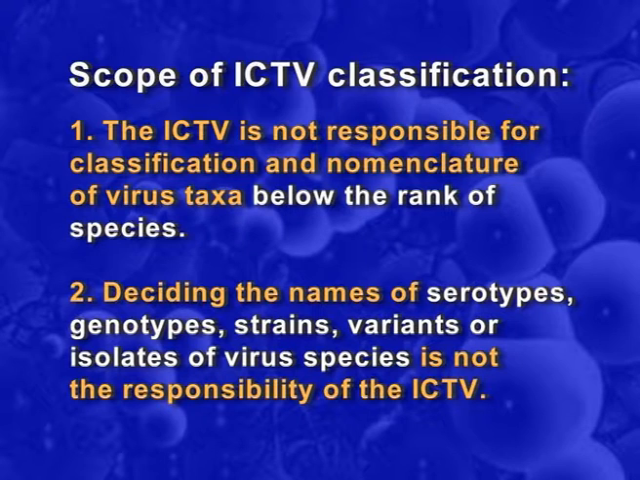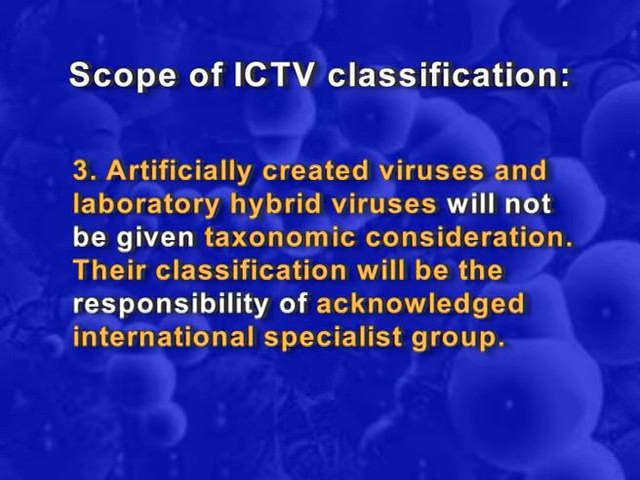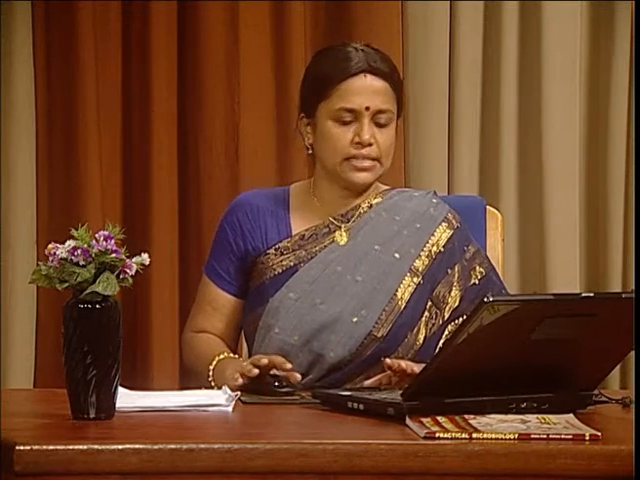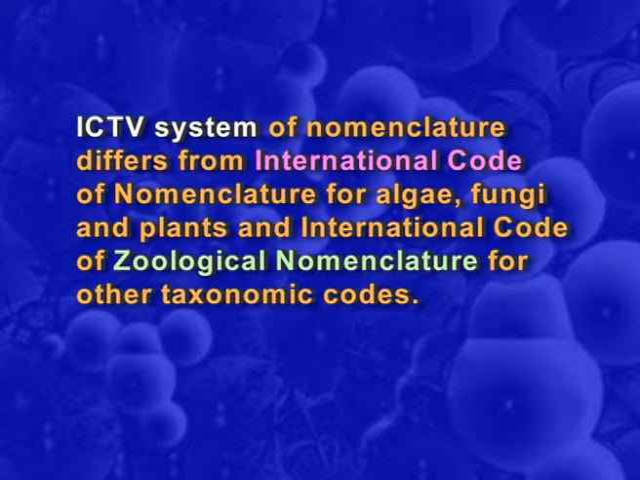Now we will be discussing the scope of the ICTV. The ICTV system was classifying the viruses till the species level. It doesn't classify the serotypes, genotypes, strains, or variants of the virus species. It doesn't take care of any artificially synthesized viruses or viruses that were developed in the laboratory; they were not assigned in ICTV. Next, we will discuss one important point of difference between the ICTV approach and the International Code of Nomenclature for algae and fungi.